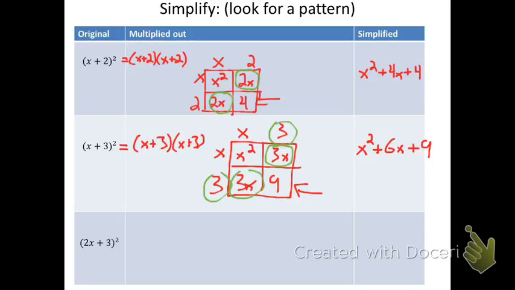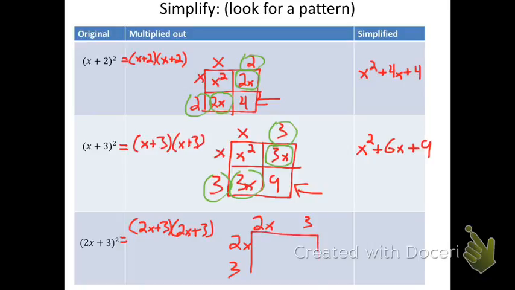Last time we ended up with a 4 there from the 2 times 2. So I'm just wanting us to see some of these patterns here. Let's do the same way for this third one. We're going to do 2x plus 3 times 2x plus 3. And I can set up my box this way as well. And here we have 2x times 2x, which is 4x squared. 2x times 3 is 6x. 2x times 3 is 6x, and 3 times 3 is 9. So once I combine my like terms, we have 4x squared plus 12x plus 9.